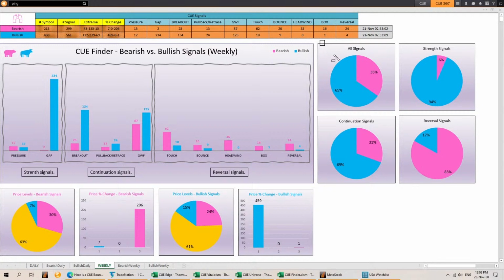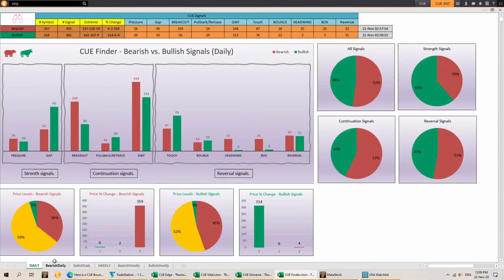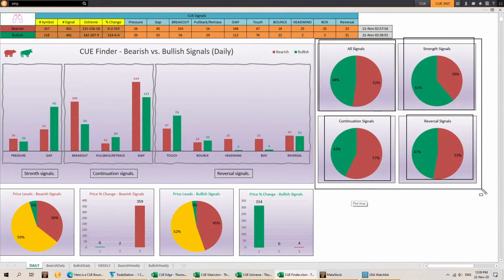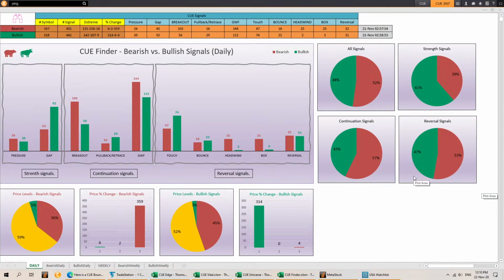Overall, we have to say it is bullish, and we saw the sectors are also overall bullish. If we look at daily, in the same program now, weekly and daily in the same program, if we look at all signals, it's balanced. Strength signals balanced, slightly bullish. Continuation signals balanced, slightly bearish. Reversal signals balanced, slightly bearish. Overall, we have to say it is balanced. So neither Friday's picture is bearish nor weekly. Weekly is certainly bullish rather than bearish.